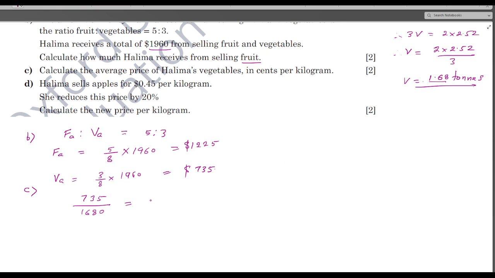So this is equal to 0.4375, which is 0.44 we can say. So the average price is 44 cents per kg. So this is 44 cents per kg I will say. Okay, so the price of vegetable per kg is 44 cents. Okay, next question.